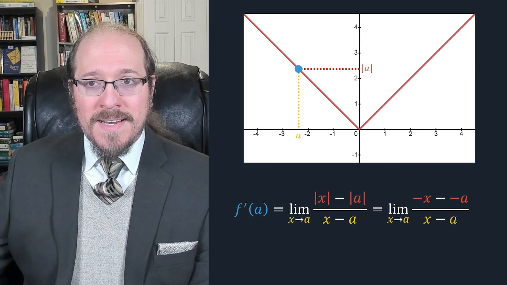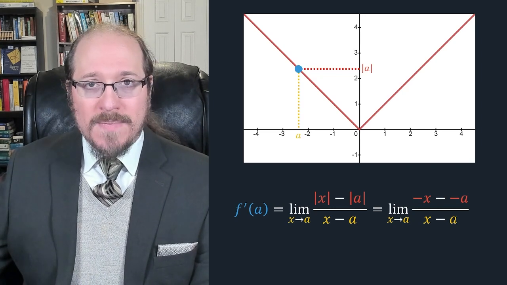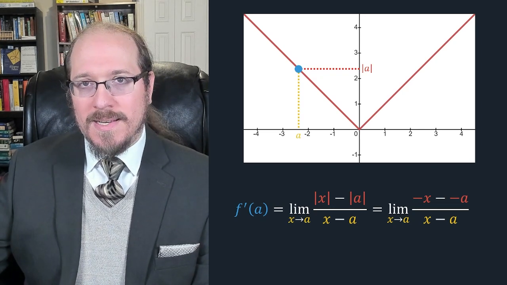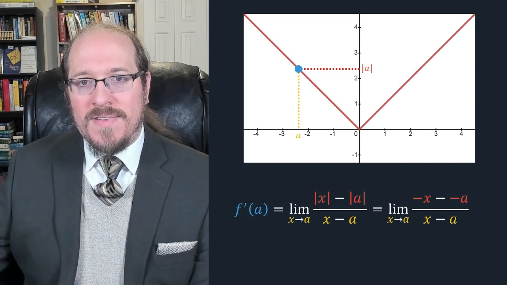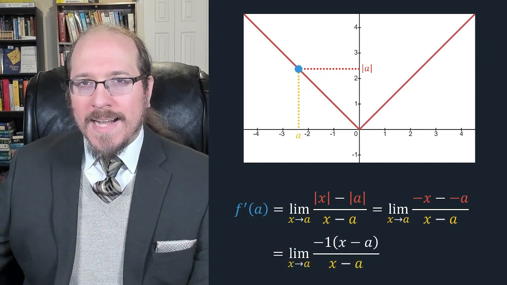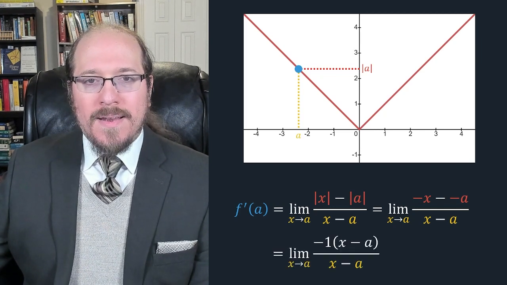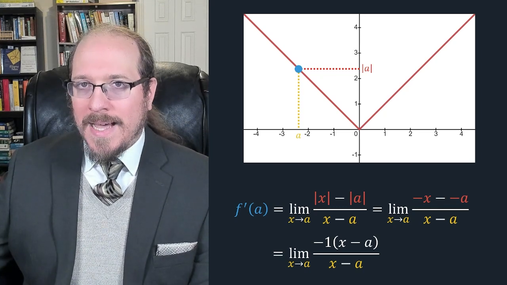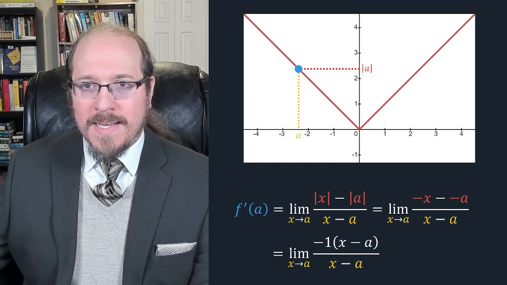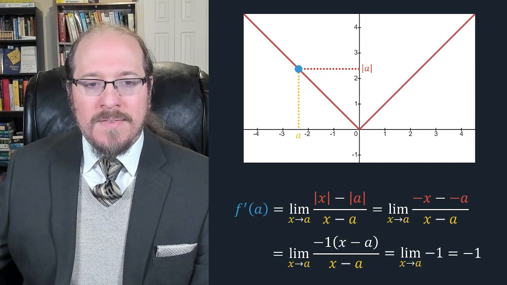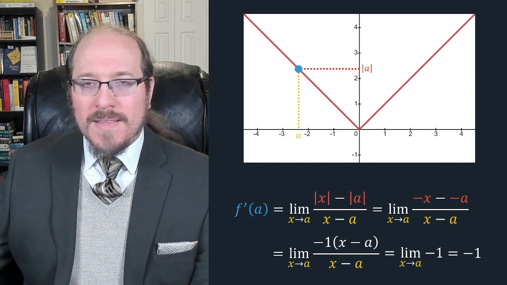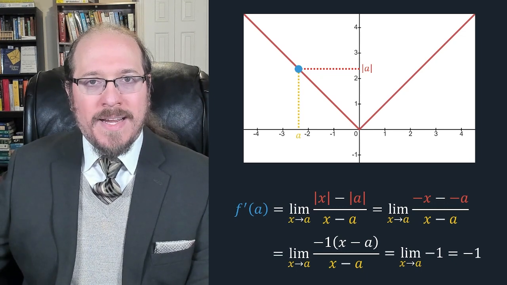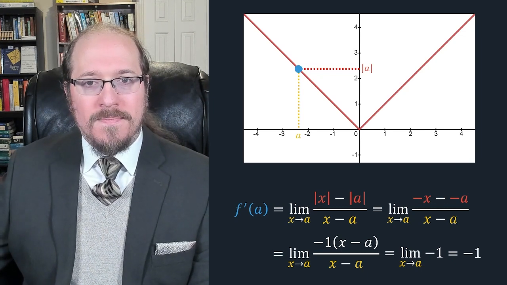Since a is negative, its absolute value has to be positive, so we have to switch its sign. Same goes for if x is close to a, then absolute value of x is the opposite of x. So if we factor out that negative, we get -1 times x minus a over x minus a, which comes out to -1. And again, that makes sense visually.